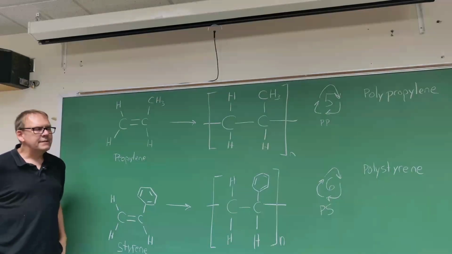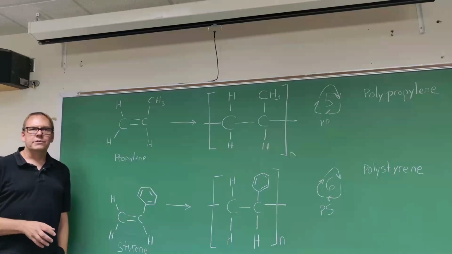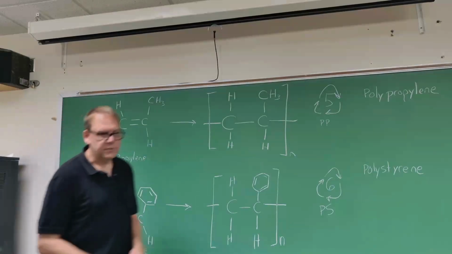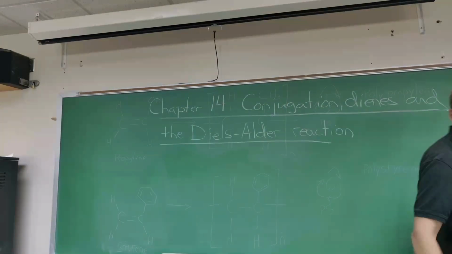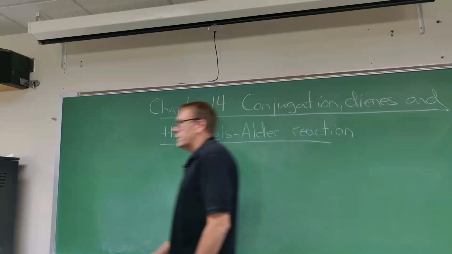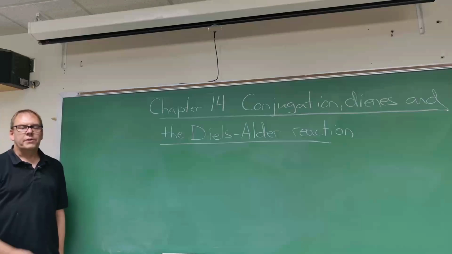All right, well, that's the end of this chapter on radicals and radical chemistry. Now we're going to move to the next chapter, and we're going to talk about conjugation, dienes, and the Diels-Alder reaction. So that's what's coming up next. So we're going to get to the Diels-Alder reaction a little bit later, towards the end of the chapter. We're going to start out with conjugation.